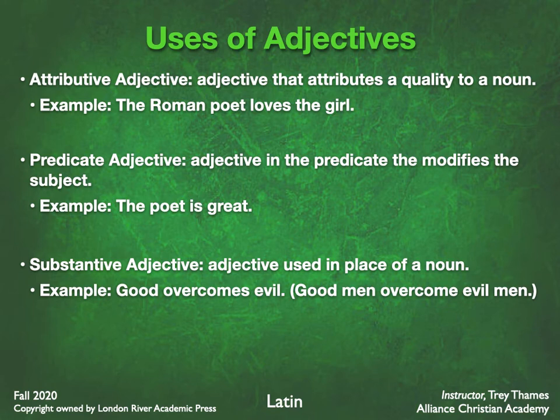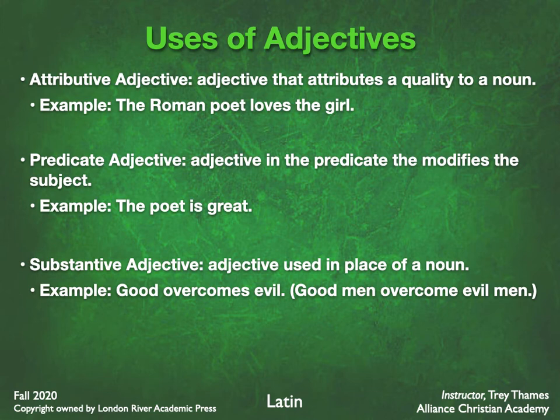We see an example of this when Jesus was talking in Matthew chapter 5, the Beatitudes. He says the meek will inherit the earth. Well, meek is an adjective. What he's saying is that people who are meek, who have the quality of meekness, will inherit God's kingdom. And so he doesn't use the word people, he just says the meek. This adjective is being used as a substantive. So these are the three main uses of the adjective in Latin sentences.